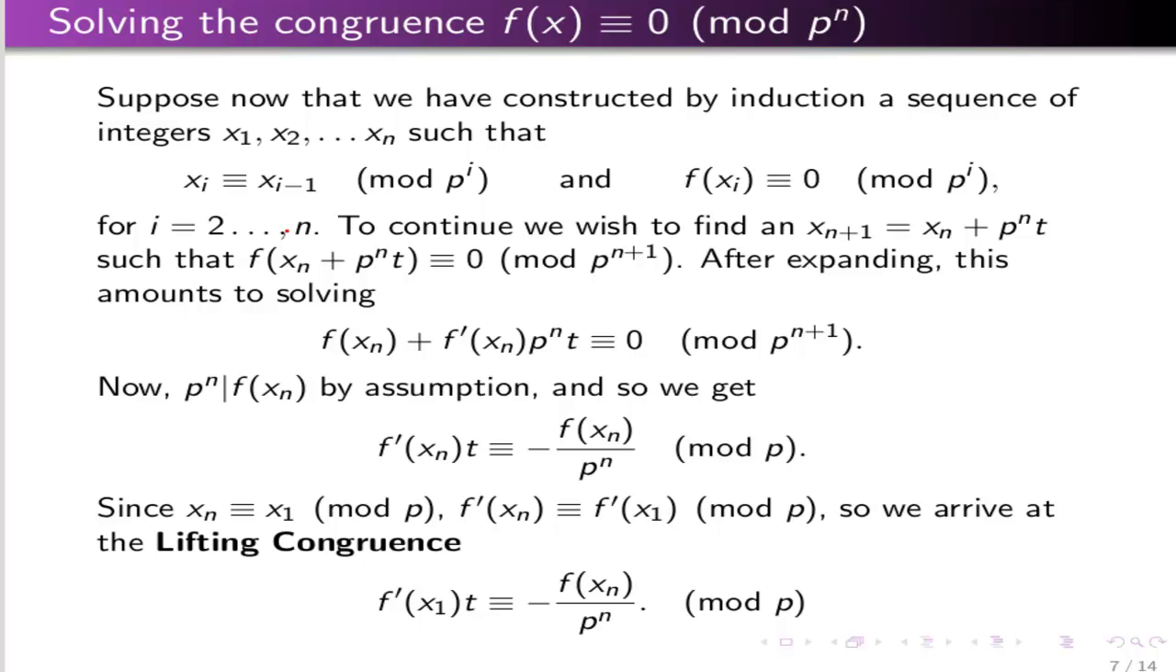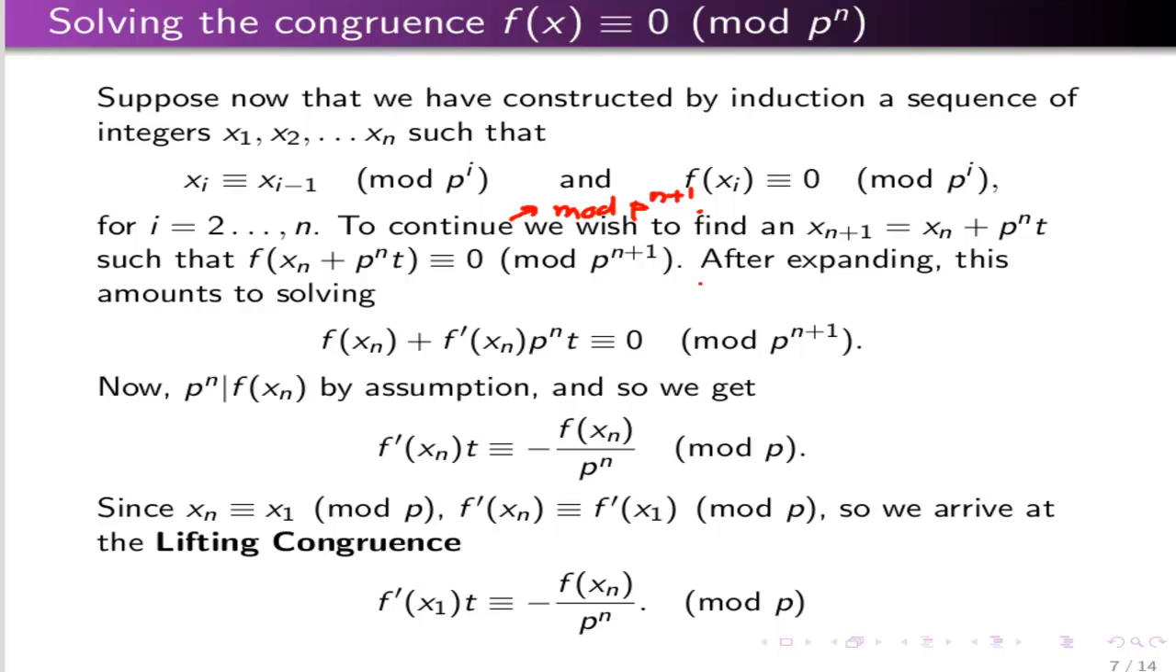So let's go to the mod p to the n plus 1 power. To continue means mod p to the n plus 1. And so I want to find some integer such that xn plus 1 is congruent to xn mod p to the n, so it's of this form. And when you plug it into the polynomial, it comes out to be 0 mod p to the n plus 1. So f of xn plus p to the n t is 0 mod p to the n plus 1.